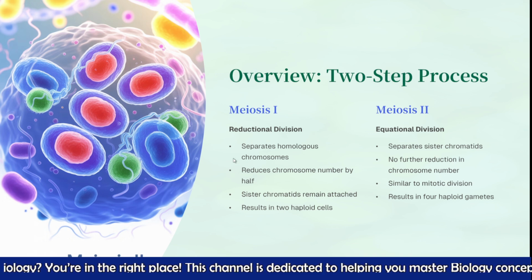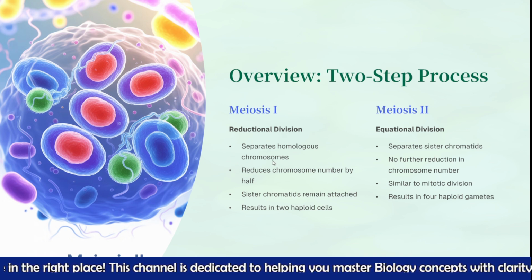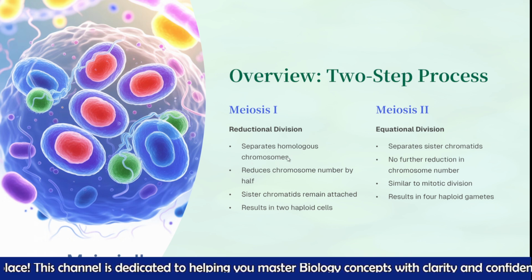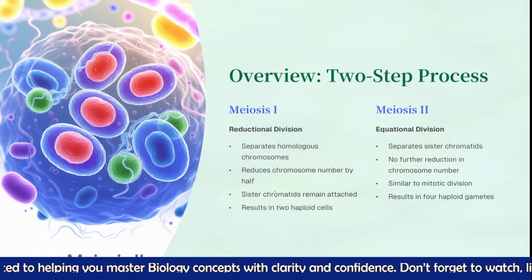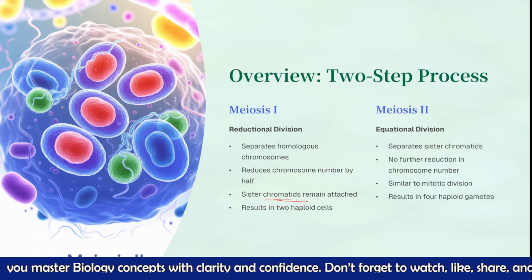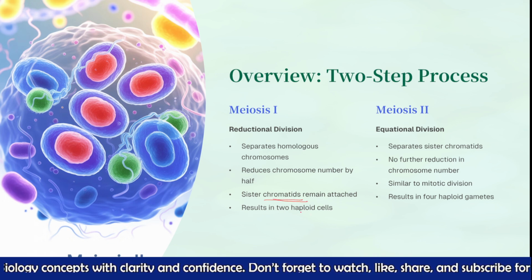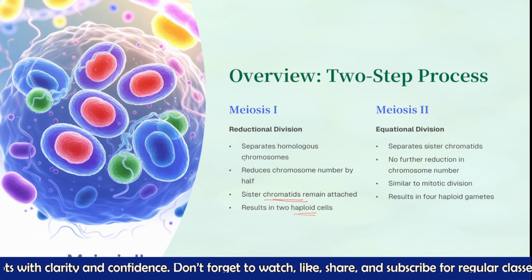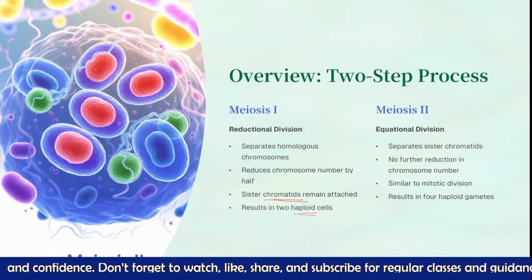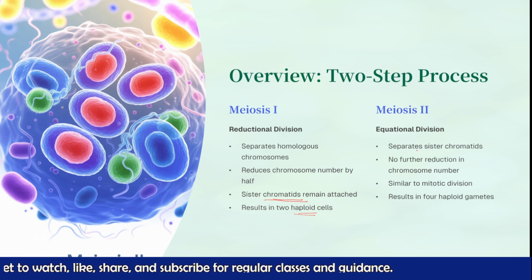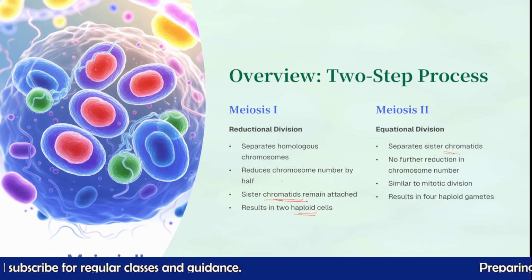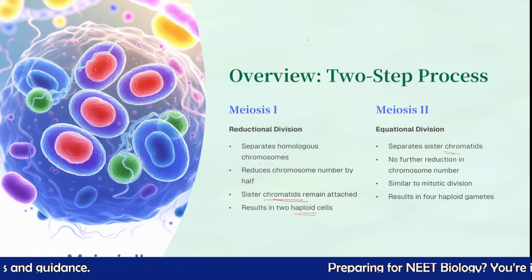So meiosis 1 is a reduction division. In that, there is a separation of the homologous chromosomes and the chromosome number is reduced. Then the sister chromatids remain attached and result in two haploid cells. These are the key events in the reduction division, or meiosis 1. In meiosis 2, an equational division occurs. Here, the sister chromatids separate. So in meiosis 1, which ones separate? The homologous chromosomes separate.